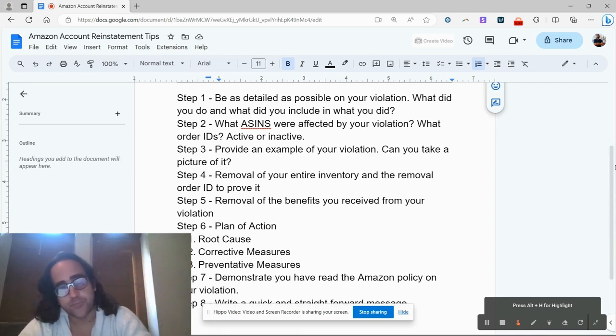So step 3, provide an example of your violation. Can you take a picture of it? So in this instance, if you were selling something that was restricted due to intellectual property restrictions, take a picture of the item and then give it to Amazon so you can see it.